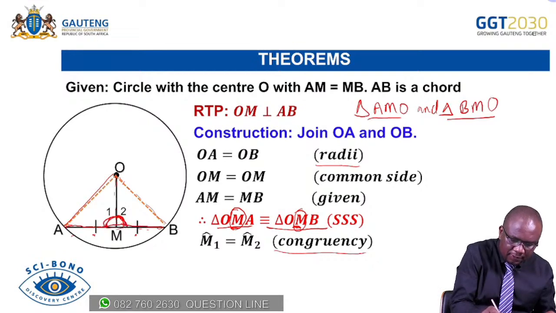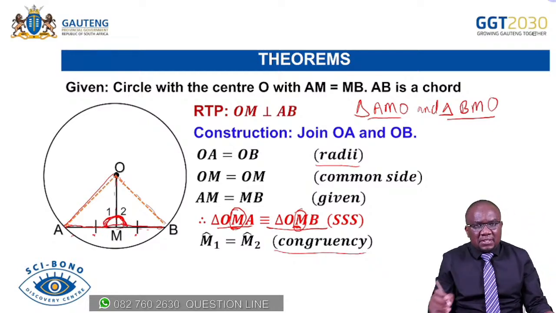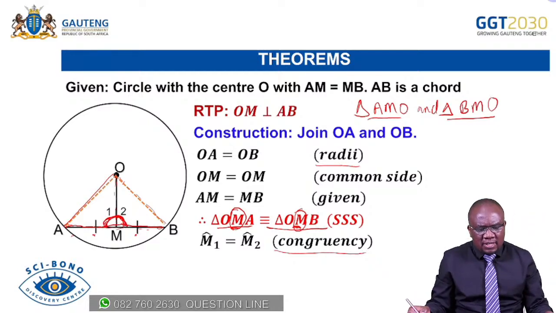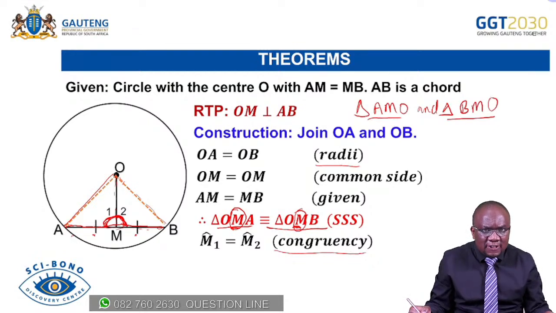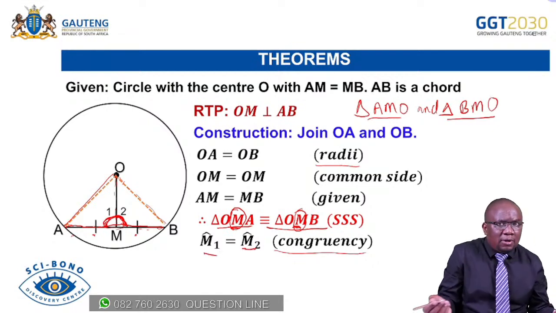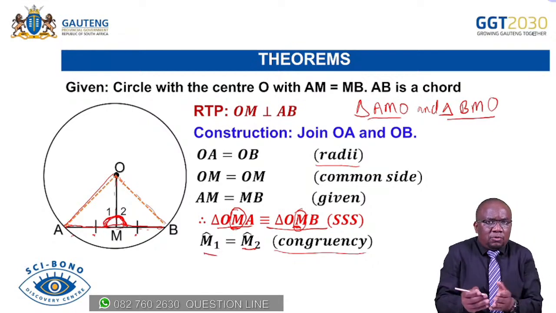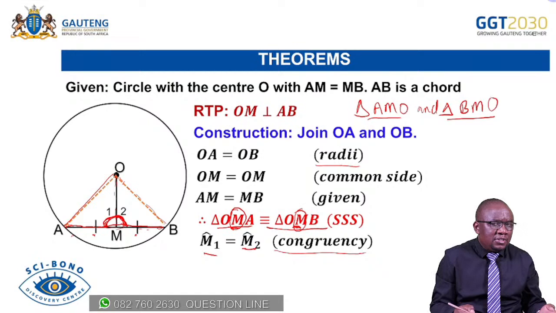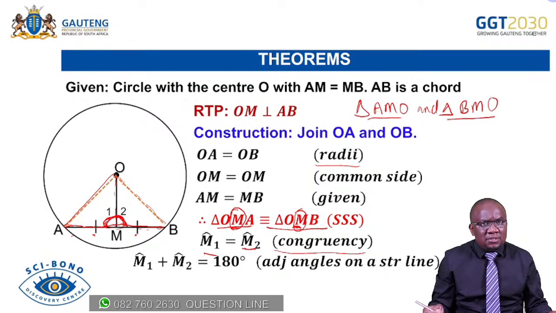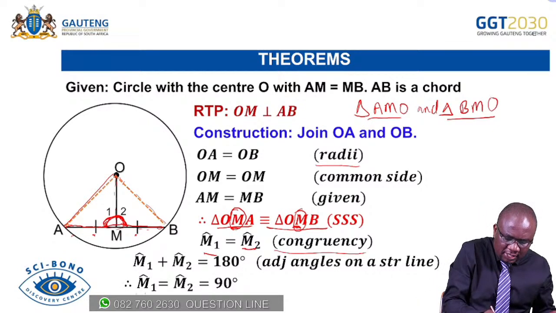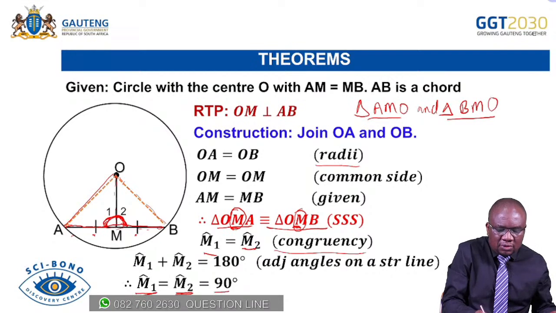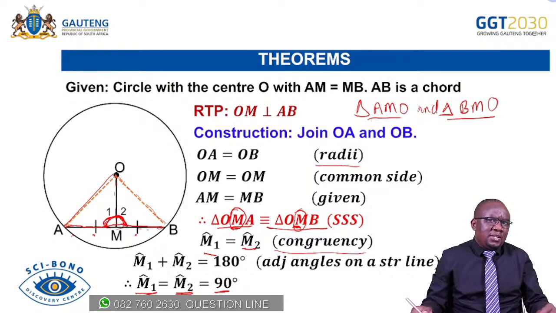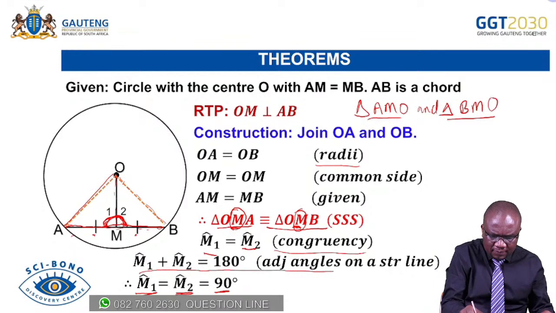But what is the angle of this point here, the whole thing? AB is a straight line. So M1 plus M2 must give us 180 degrees. But actually these two angles are equal. Two equal angles giving us 180 degrees. So what is the size of one of the angles? You just say 180 degrees divided by 2. And it means one angle is 90 degrees. Therefore M1 is equal to M2, which is equal to 90 degrees. 90 plus 90 is 180 degrees. Remember that.